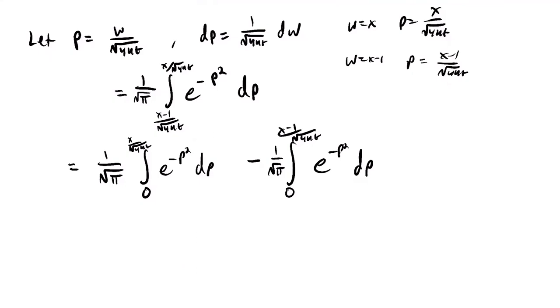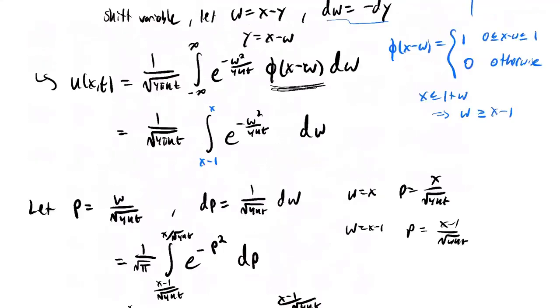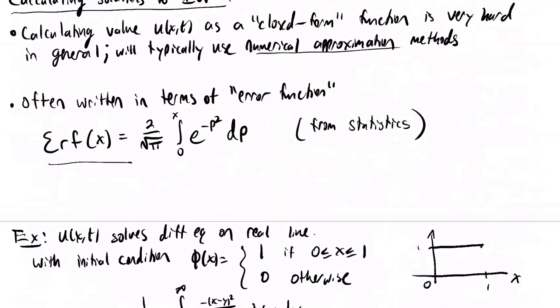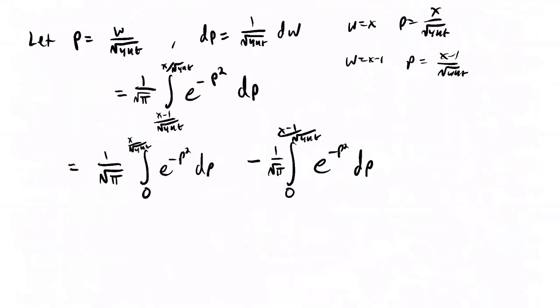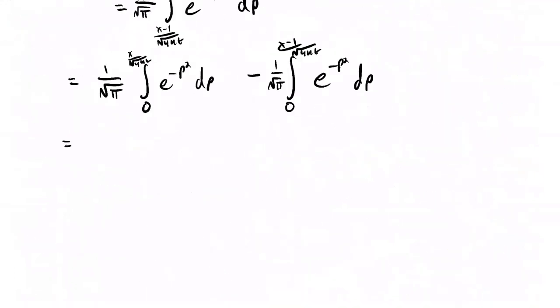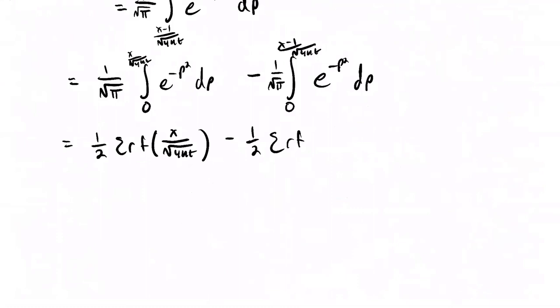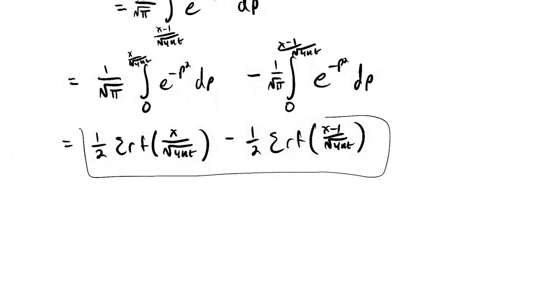Okay, and then what is this equal to? Well, now I have a difference of multiples of this error function. In particular, this is equal to 1/2 times the error function evaluated at, well, it's not evaluated at x, it's evaluated at x over square root of 4kt. And then I'm subtracting off 1/2 of this error function, which is now evaluated at (x minus 1) over square root of 4kt, right? And so this is your solution.